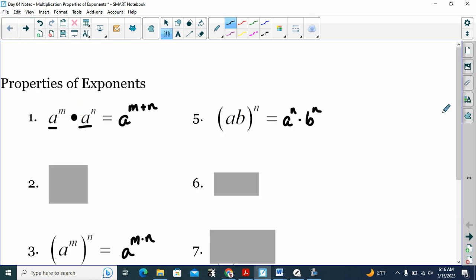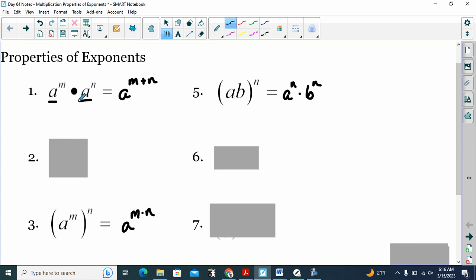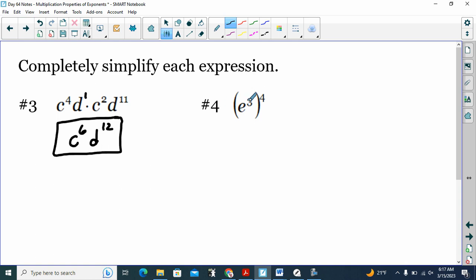Looking back at our list, it does not look like the first one that we've been using. It looks like this one here: power of a power property. When that's the case, I multiply the exponents. E to the 3rd to the 4th, I do 3 times 4 is 12. It is e to the 12th.